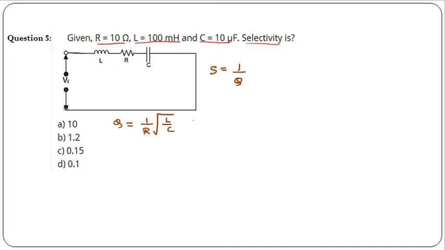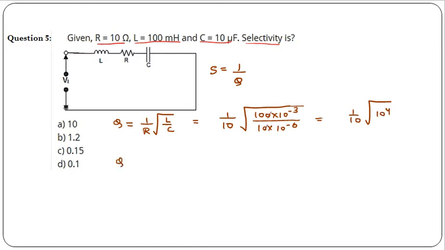Here the R, L, C values are given, so we can easily substitute. The resistance value is 10 and the inductance value is 100 millihenry, so this is 100 into 10 to the power minus 3, and C value is 10 into 10 to the power minus 6. So this will be 1 by 10 into square root of, this will get cancelled out, 10 to the power 3 into 10, that is 10 to the power 4. So the quality factor is 100 by 10, so we are getting the quality factor as 10. Selectivity is its reciprocal, so that is 1 by 10, equal to 0.1. So option D is correct.